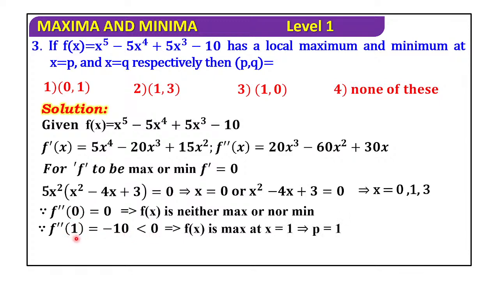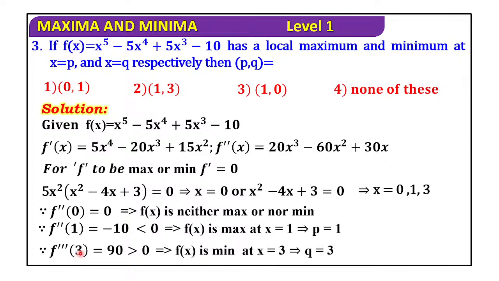That means here a maximum exists because it is lesser than 0. So if it is lesser than 0, then the maximum is going to exist at x equal to 1. And you can also see that the maximum value will be found by putting the x value in f of x. Next, if I put 3 in the f double dash of x, it will be 90x. Therefore, at x equal to 3, again it is greater than 0.